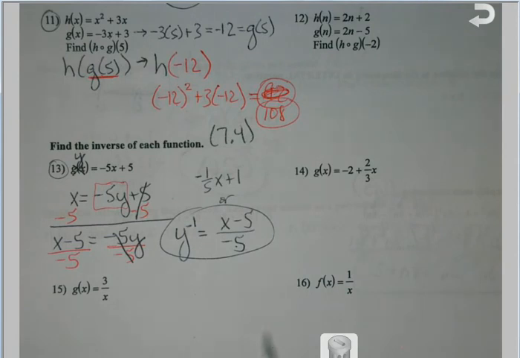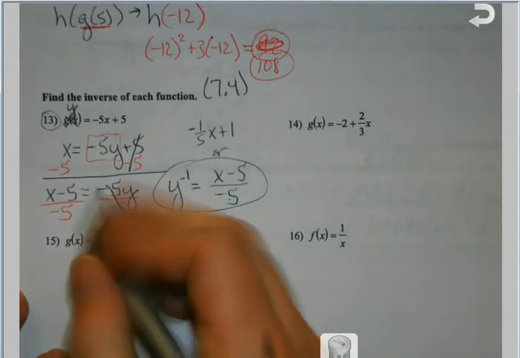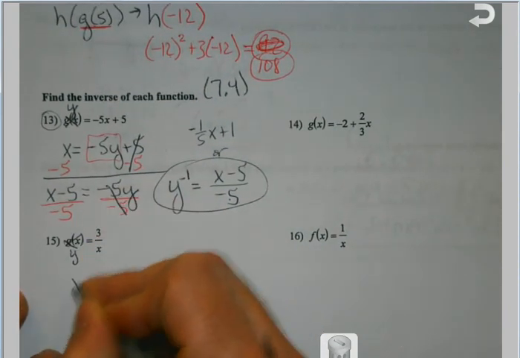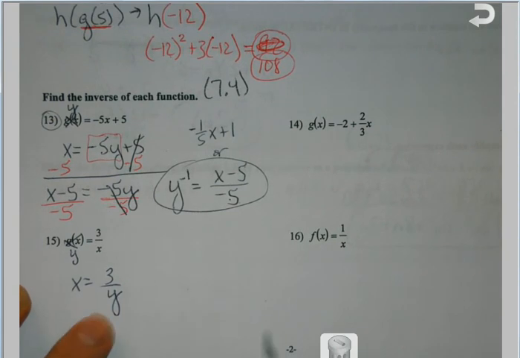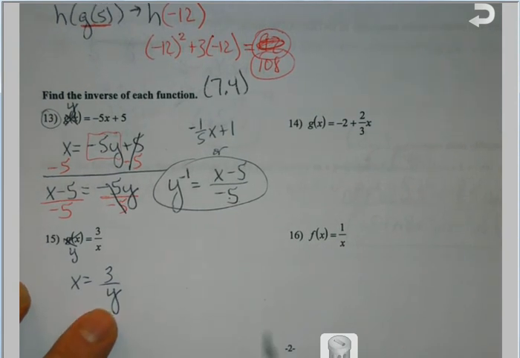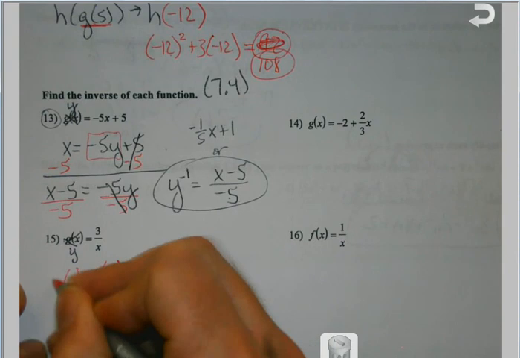You're like, well, wait a minute, 15 looks kind of weird. Okay, talk me into it. So there's my y, so I switch them. And you're like, well, y is down there, though. I'm dividing by y. What do I do? Well, if these were switched and it was y divided by 3, what would you do? You'd multiply both sides by 3. So we're going to multiply both sides by y.